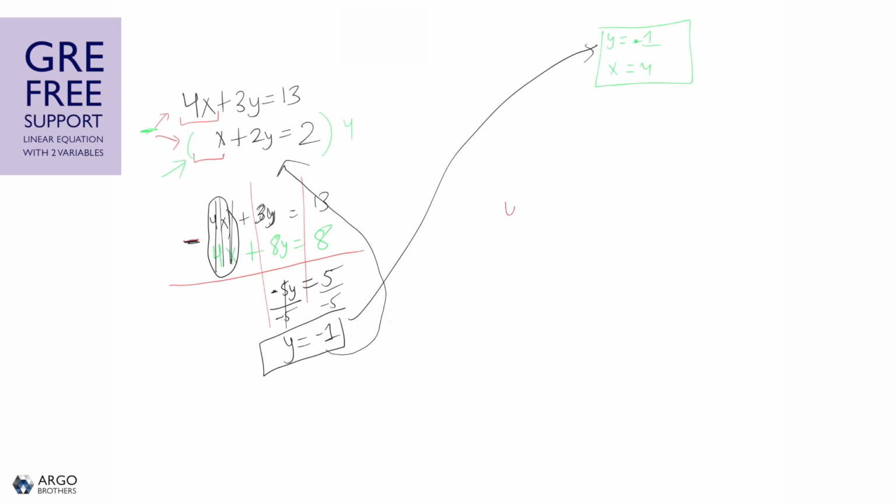So our first equation is 4x plus 3y is equal to 13. If I plug in for y, which is negative 1, I will get 4x plus 3 times the negative 1, which is just negative 3. So it's 4x minus 3 is equal to 13. I can add 3 to both sides, and I have 4x is equal to 16. If I divide by 4 on both sides, I get x is equal to 4.